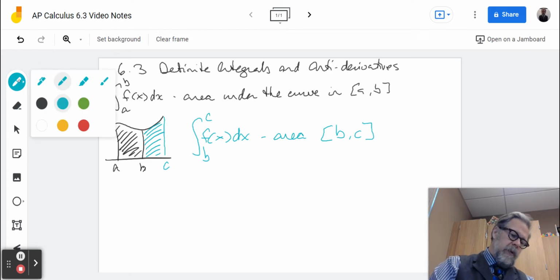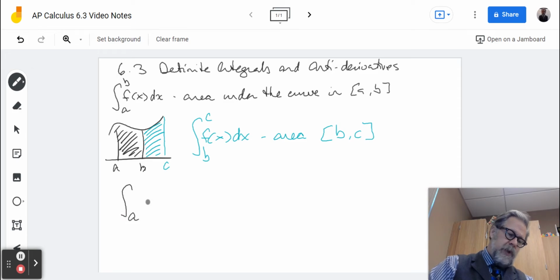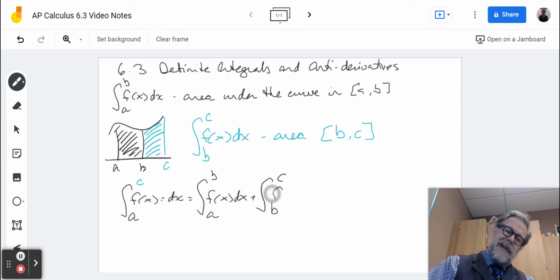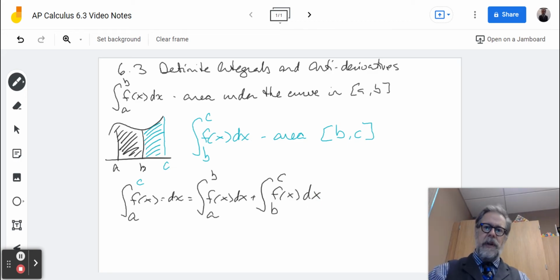So it follows, therefore, that the integral from A to C of this function is quite clearly just the sum of the integral from A to B plus the integral from B to C. So a lot of our properties are going to just come out of a basic observation of, oh, look, if I take this and I take that, and I can do this to it. So let's look at another one.